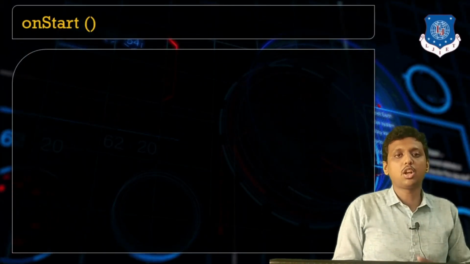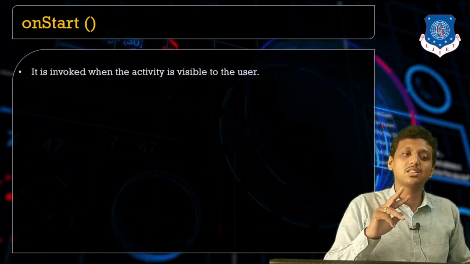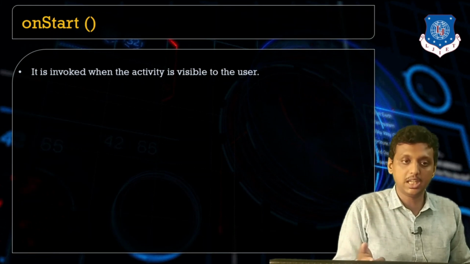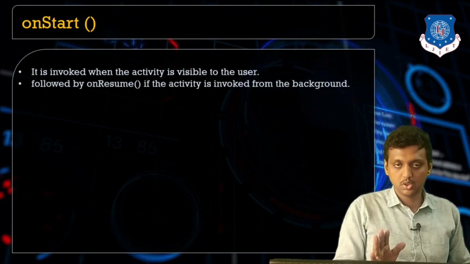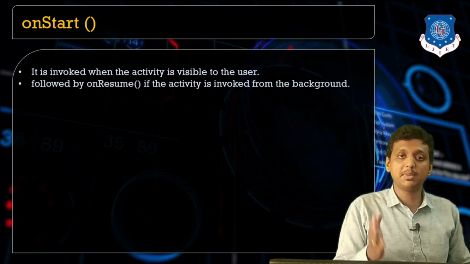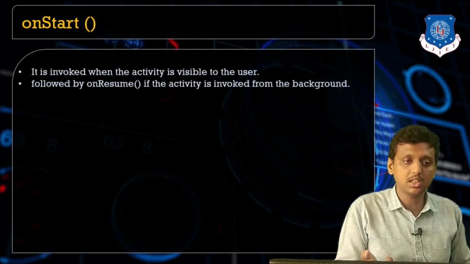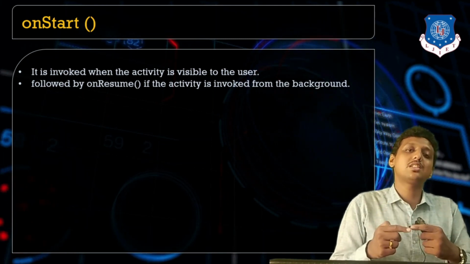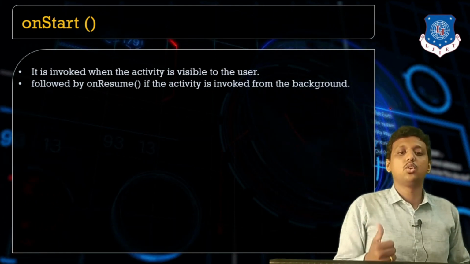Next, students, when we talk about onStart, the onStart method is invoked right after the onCreate, when the activity is becoming visible to the user. The onCreate method will be called first, then we can see the onStart method. After onStart, onResume will be called. So it is followed by the onResume.